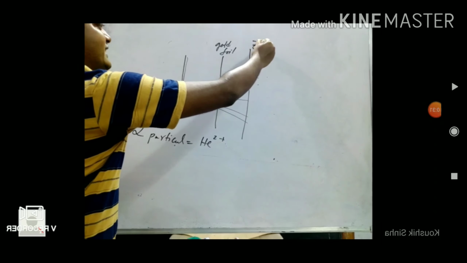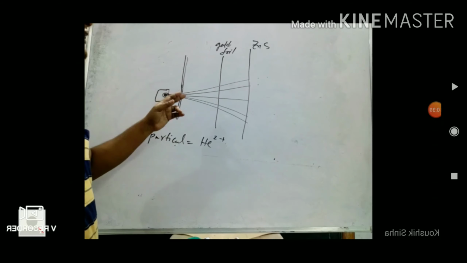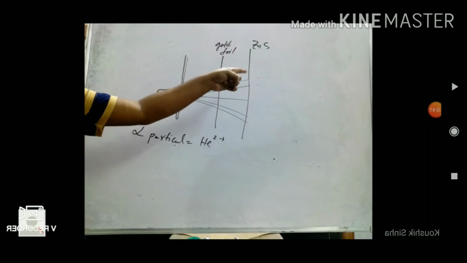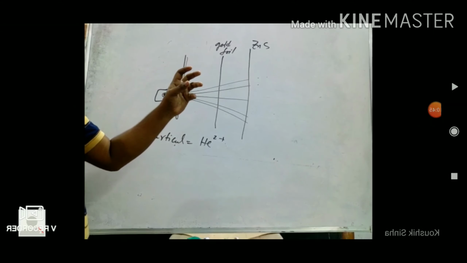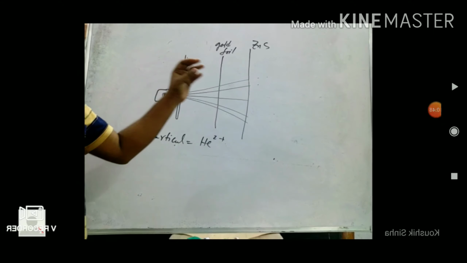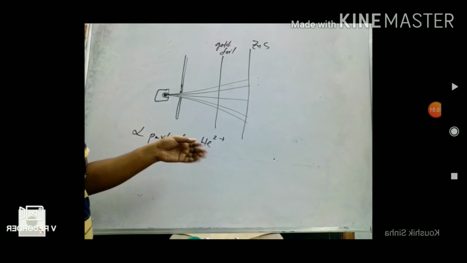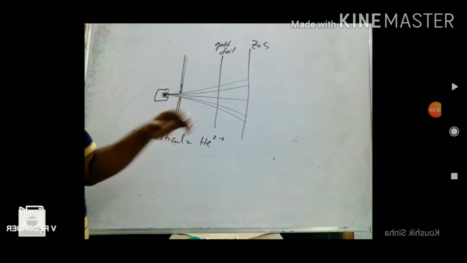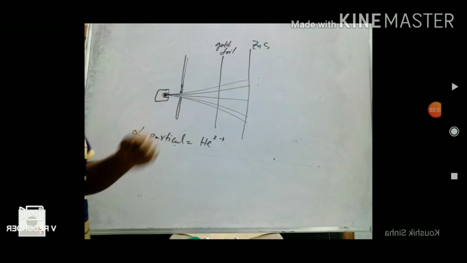Now see, there is ZnS, which is a photosensitive screen. That means alpha particles are invisible. So how will we detect that deflection? When they bombard that zinc sulfide screen, that place illuminates. So when any invisible radiation or particle strikes that ZnS coated screen, that place illuminates. In that way we can detect the path of that radiation.